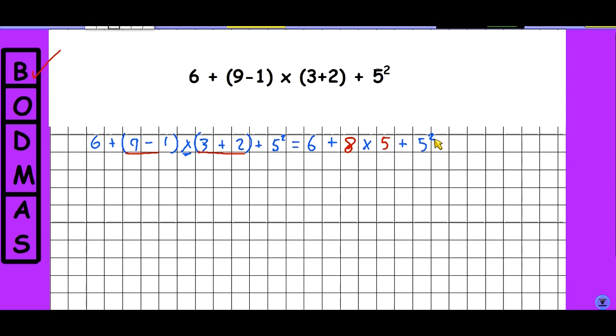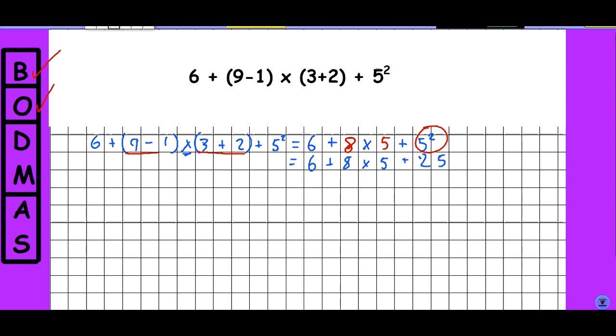Okay, so we've solved the first part, we've solved the brackets. Next, we need to do our orders. Any orders here? Well, yes, there's a 5 squared, so we're going to have to write everything out again, but with the 5 squared sorted. So we have 6 plus 8 times 5 plus 25. And that's us solved the next bit.